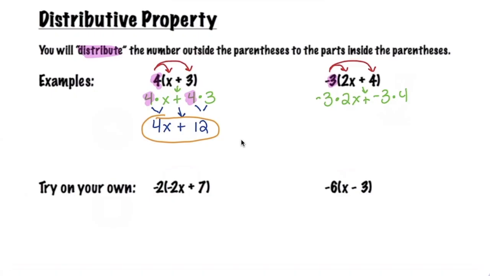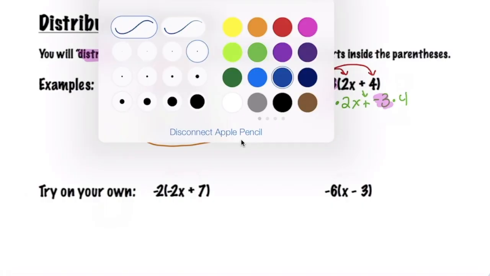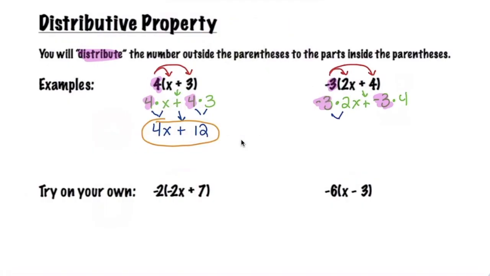Notice again that that negative 3 is being used twice in order to give it to both parts of the things inside my parentheses. My next step then is to multiply these. So negative 3 times 2x will become negative 6x, because negative 3 times 2 is negative 6, and then the x stays with it. And then negative 3 times 4 becomes negative 12. The plus sign will come down in the middle. So then my equivalent expression is going to be negative 6x plus negative 12.